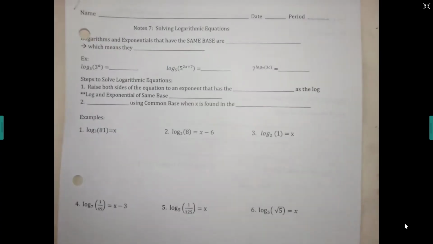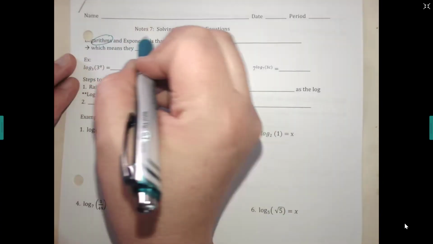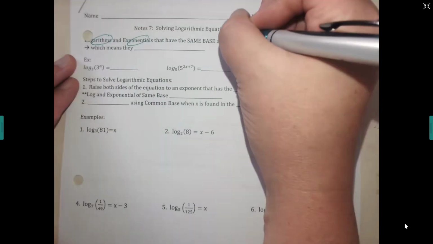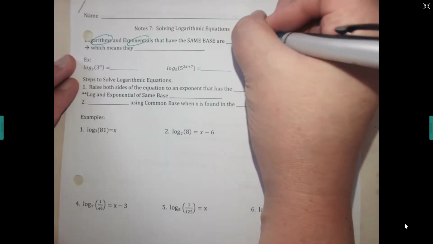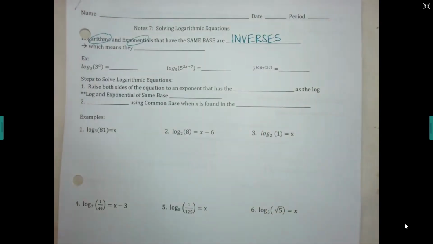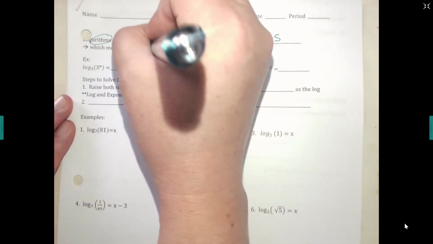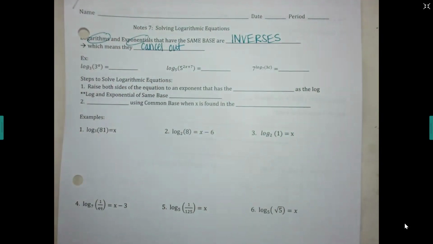Maybe we don't even have to do them all. Here we go. Okay, at the top. Last time you learned that logs and exponentials are inverses. And what you should know about inverses is that inverses cancel each other out. So let me show you what I mean by that.